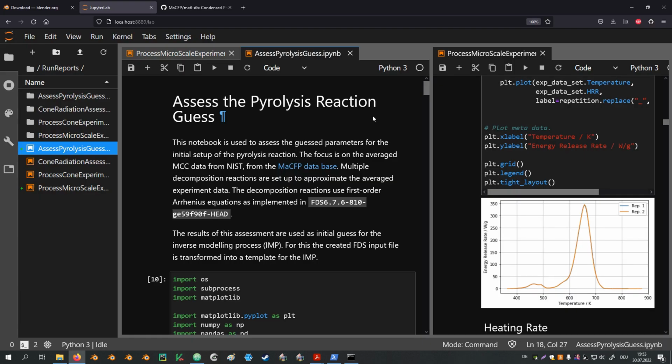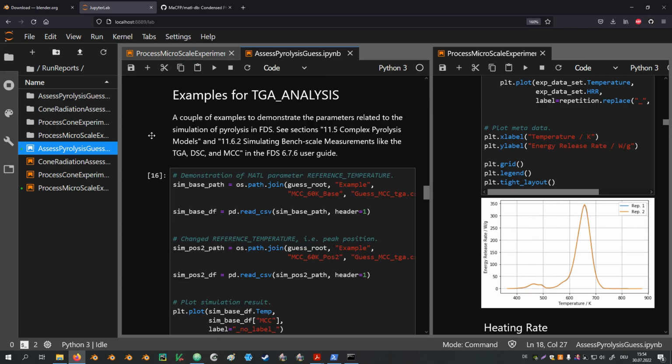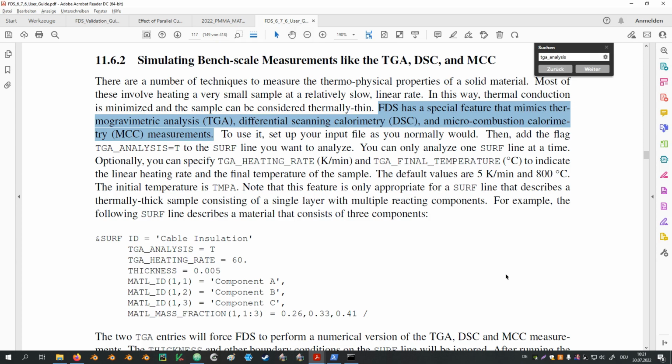To set up the Arrhenius parameters, we primarily work with the Assess Pyrolysis guest notebook. There are a couple of examples at the end of this notebook on how to define the Arrhenius parameters. Alright, so let's discuss how we use the reference values to set up the Arrhenius equations by going over the examples. To simulate the microscale experiments, we use a special functionality of FDS. This feature provides a simplified model to simulate thermogravimetric analysis, differential scanning calorimetry or combustion calorimetry, but we focus only on the TGA and MCC.